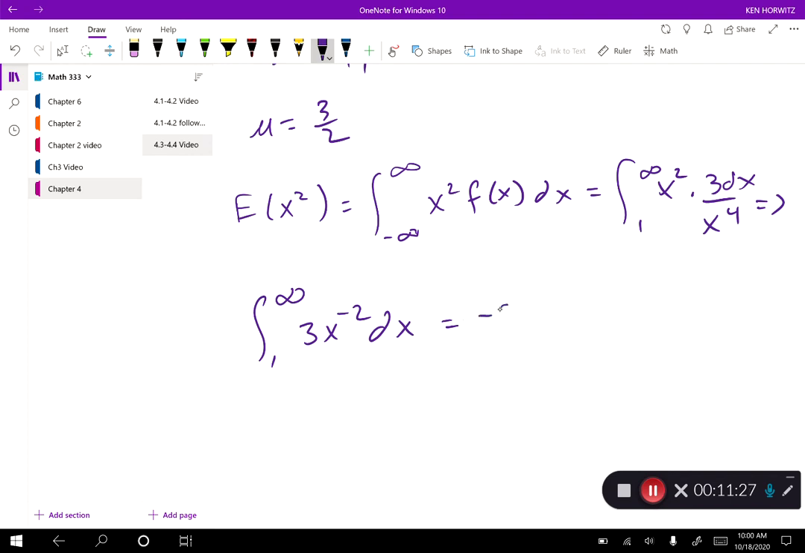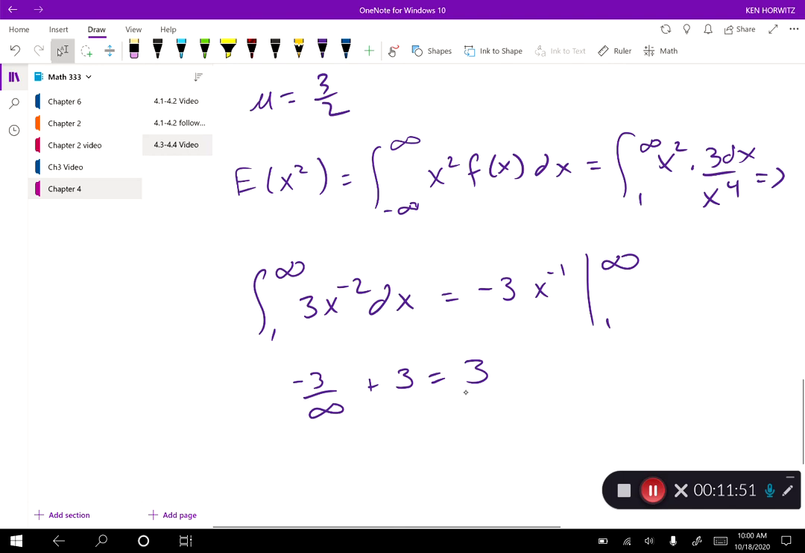All right, so hopefully you were able to get this integral. When I integrate, I get negative 3x to the negative 1 between 1 and infinity. And when I execute my first fundamental theorem, I get negative 3 over infinity, which is the equivalent of 0, plus 3, and that equals 3. So now I have both halves of my formula. So my variance equals my E of x squared, which is 3.